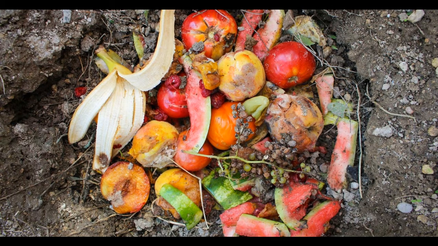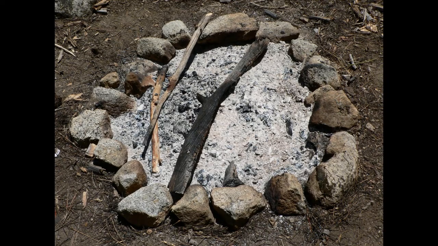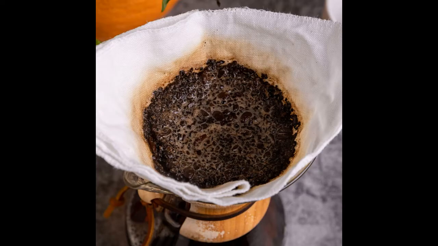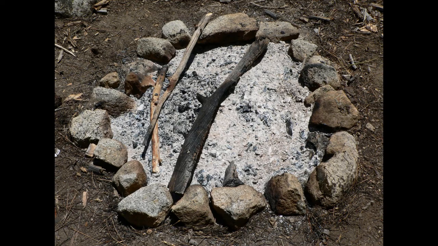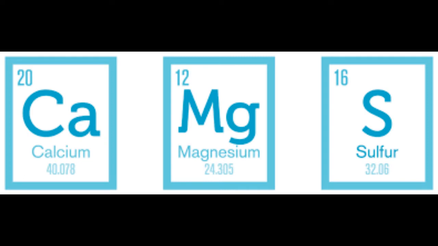Fruit compost, coffee grounds, and wood ash are all good sources of potassium. Coffee grounds will increase the acidity of your soil, while wood ash will decrease the acidity of your soil. There are also three secondary nutrients that are also very important. They are calcium, magnesium, and sulfur, represented by Ca, Mg, and S, respectively.